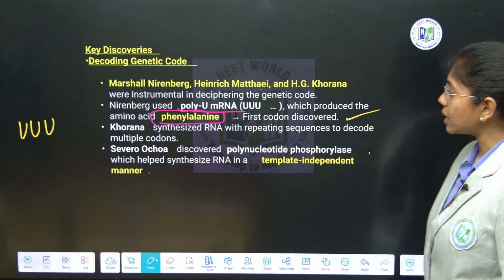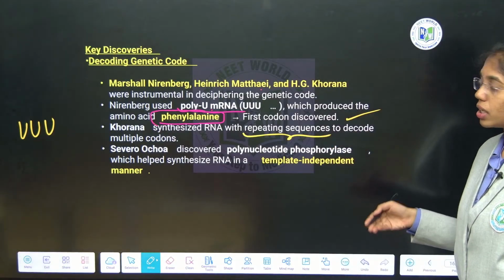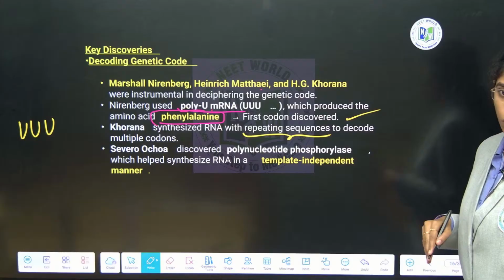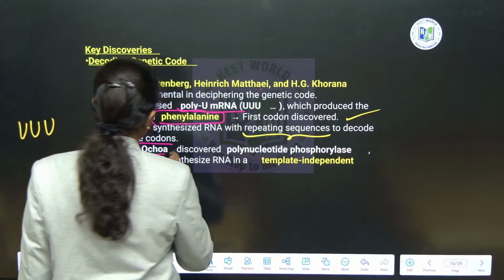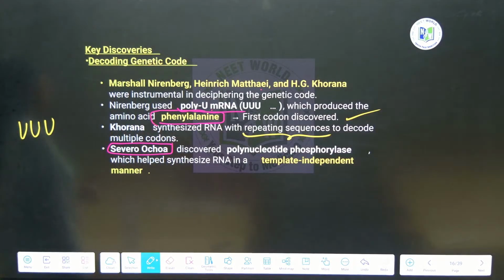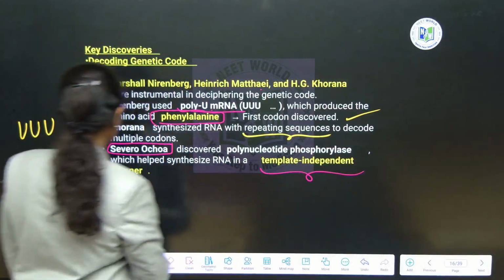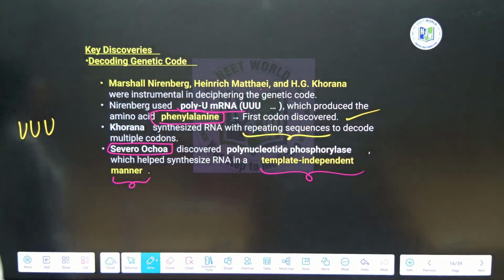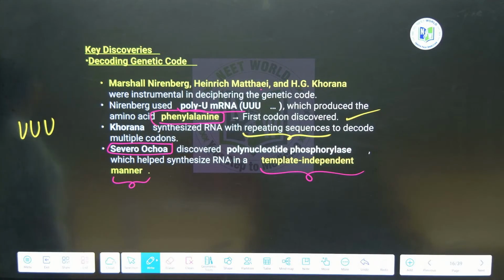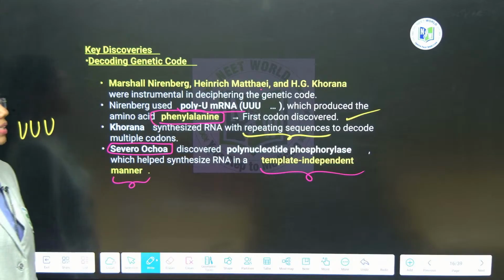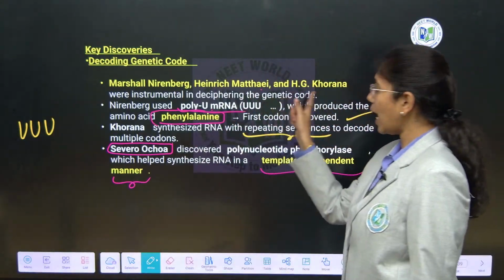Next, Khorana synthesized RNA with repeating sequences to decode multiple codons. Severo Ochoa discovered the polynucleotide phosphorylase enzyme, which helped to synthesize RNA in a template independent manner. They synthesized RNA in what manner? Template independent. Clear till here? Any doubt anywhere? Clear, right? It is George Gamow who proposed, and it was deciphered by Nirenberg, Matthaei and H.G. Khorana.